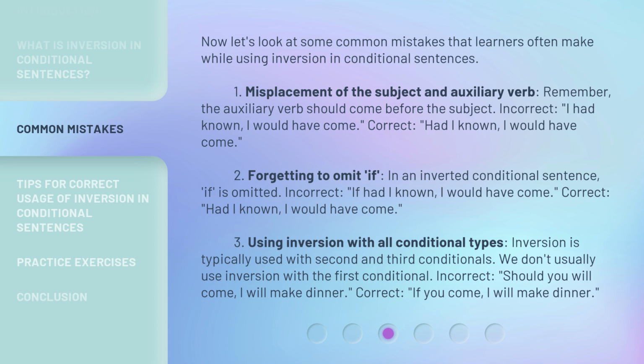2. Forgetting to omit if in an inverted conditional sentence. If is omitted. Incorrect: "If had I known, I would have come." Correct: "Had I known, I would have come."